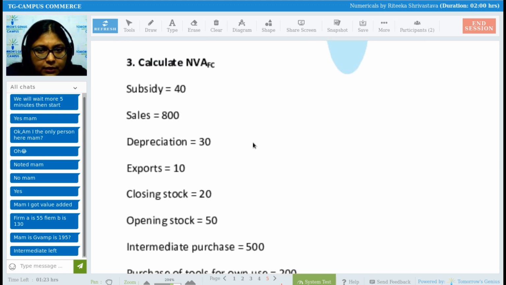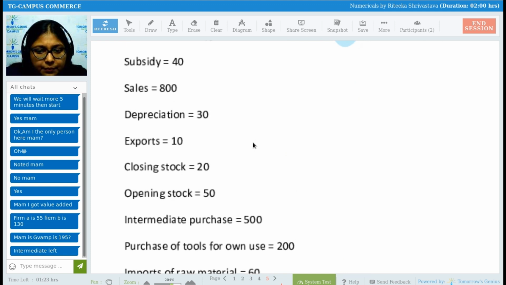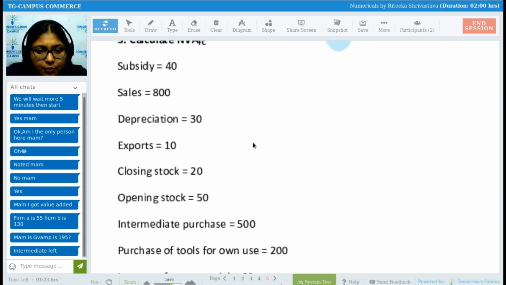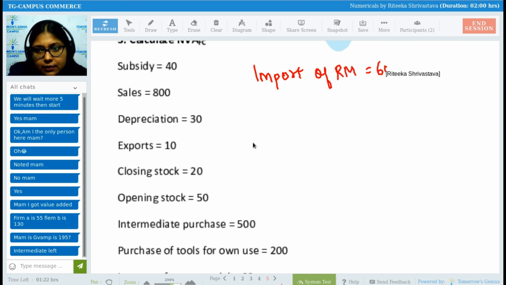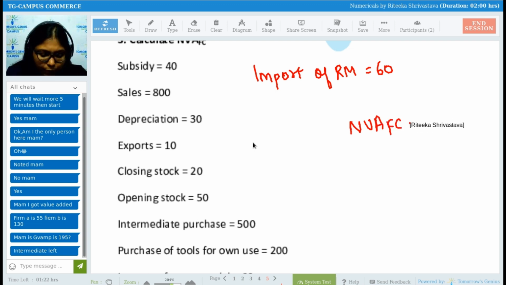Now again, you have to calculate NNP at FC. I'll write it over here. There is one important component, raw material 60, and you have to calculate NNP at FC. Do it.